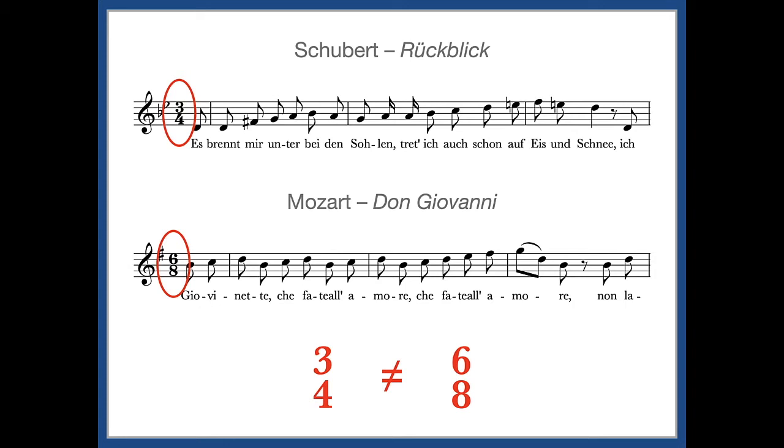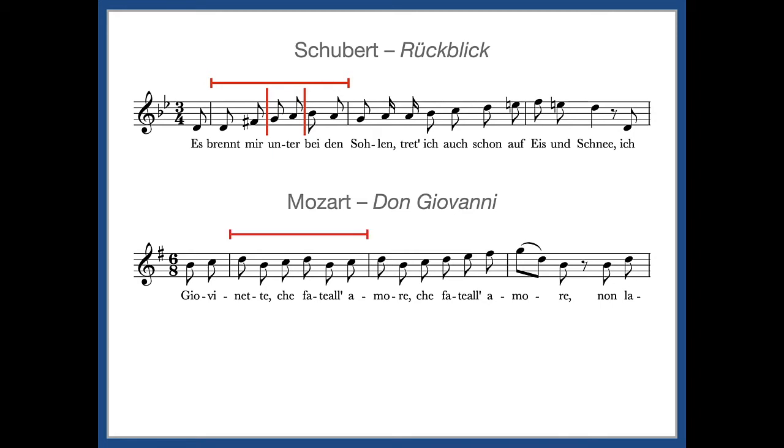And we can see this by looking at the first full measure of each example here. So in the Schubert, we have six eighth notes, and because we're in 3/4 time, the way that we're going to feel these eighth notes is as 3 groups of 2, and that's because we have 3 beats, and each beat divides evenly in half. And then in the Mozart, because we're in 6/8, that first measure also has six eighth notes, but we're going to feel them as 2 groups of 3. Okay, so we have 2 beats, and each beat divides evenly in 3.